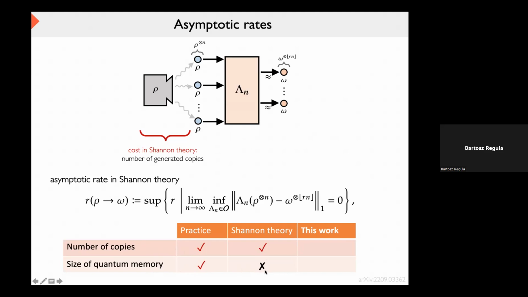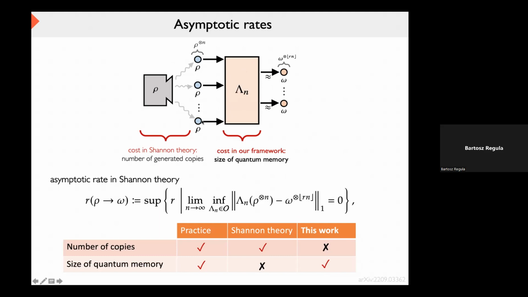And of course, in general, Shannon theory is like an idealization of an approximation of the practical setting. But the thing is that in most practical scenarios, generating the states is actually the easier thing to do. So we can actually create many copies of states, but actually coherently transforming many copies, that is where the difficulty lies. So in this approach, we propose to do essentially the opposite. We will ignore the number of copies needed and focus only on the size of the quantum memory which is required to transform these states into the desired output states omega.